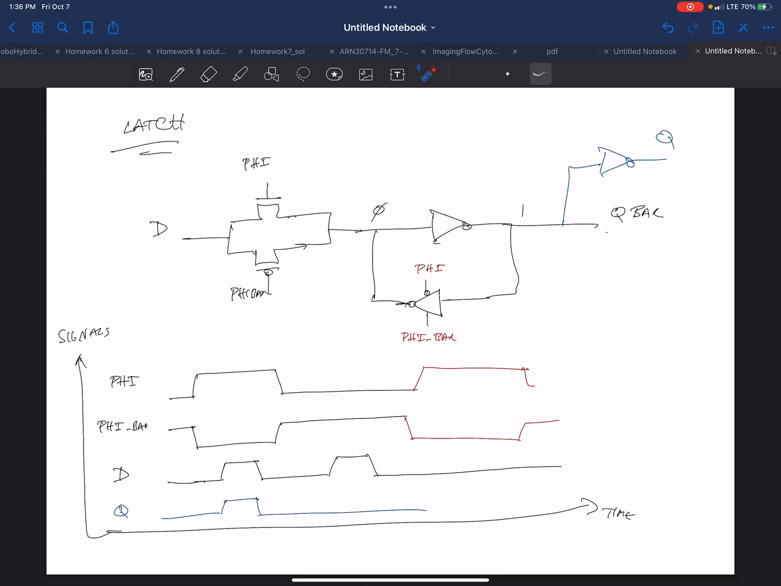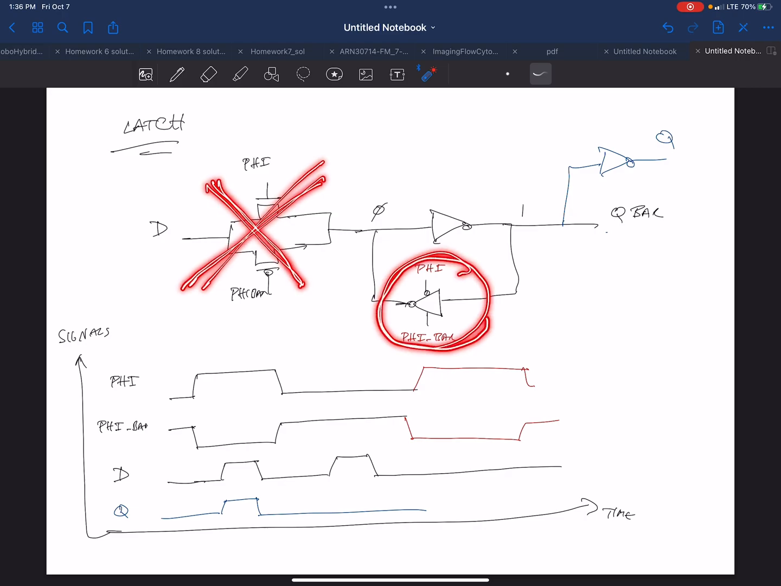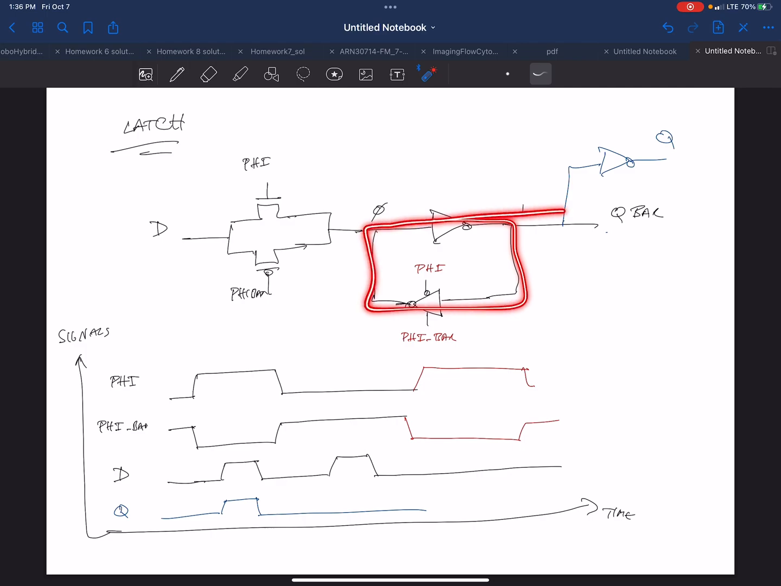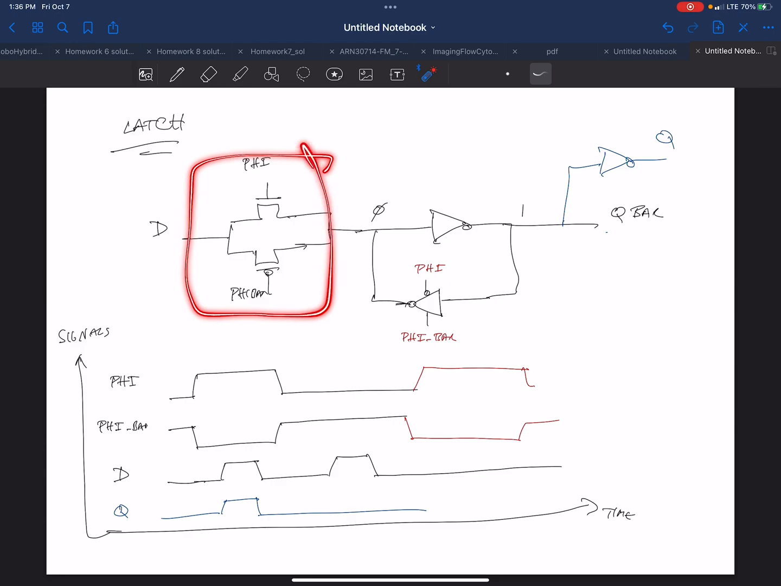And then when phi goes low, it basically turns this guy off and turns this guy on, and basically you retain whatever was there before, but you ignore what's on the input. Okay, so that's a latch. And you basically use this transmission gate and this high impedance transistor. Everybody with me? Okay.